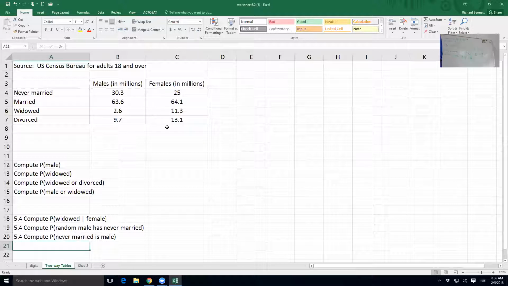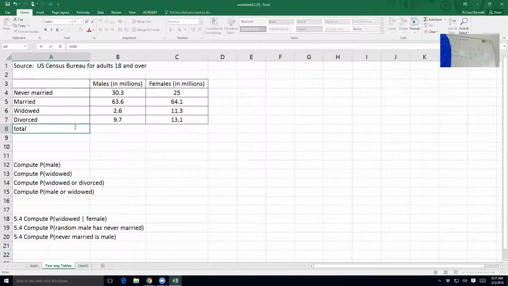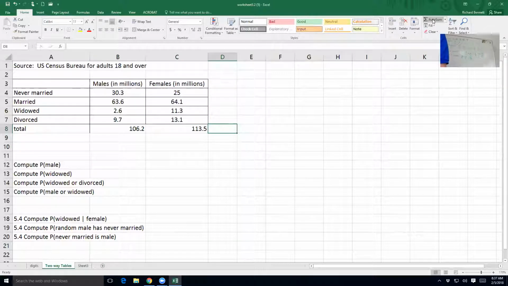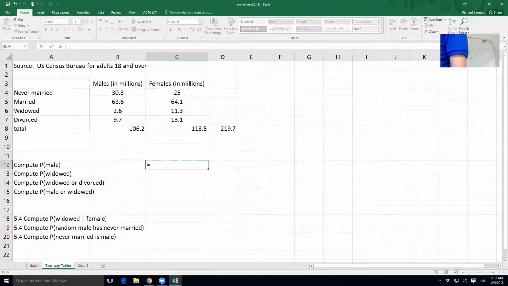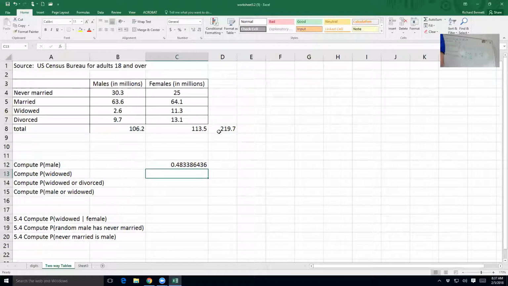We need the total of everybody, right? So, in fact, let's just find all of our totals here. If I sum that, and I sum that, and then I sum that, now I got everything, right? So Chris, the probability that somebody is male would be 106.2 divided by what? 219.7, which works out to be 0.483. So about 48% of people in the census are male, according to this.